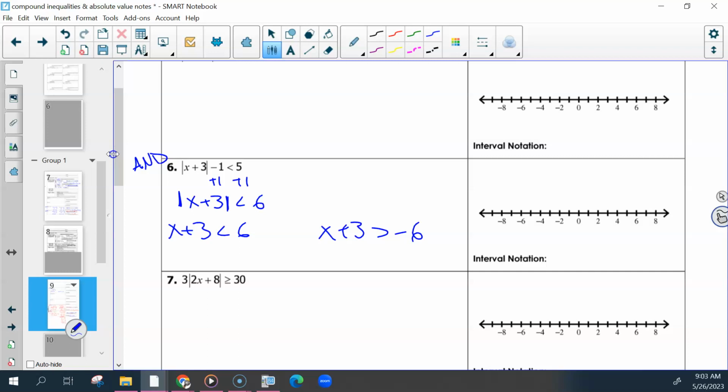And solve both. Subtract 3 from both. X is less than 3, and x is greater than negative 9. Because it's an and, it should go together. Start at negative 9 and end at 3.